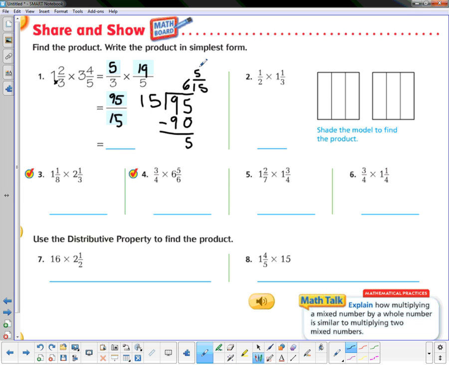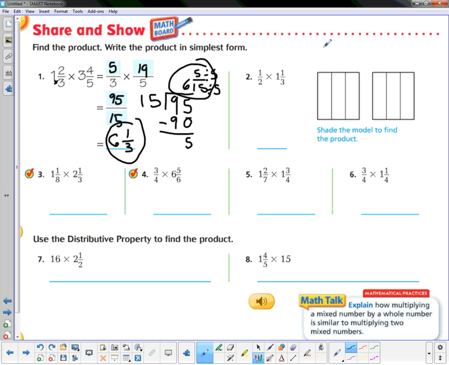I could also look at this and say, hey, I can simplify that. But if you did get this answer, I'd give it to you. But 5 can go into 15. So that would actually simplify down to 1/3. Because I would divide both by 5 to get smallest answer. 5 divided by 5 is 1. 15 divided by 5 is 3. So there's my smallest number.